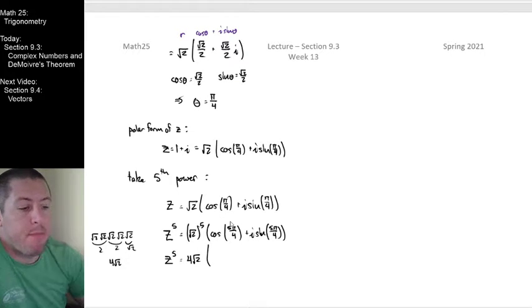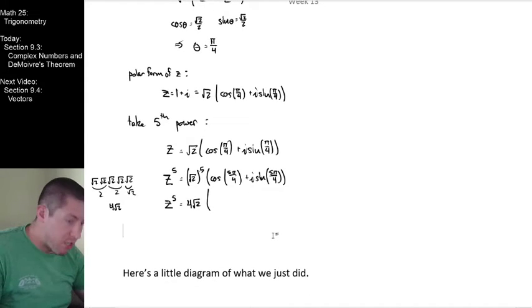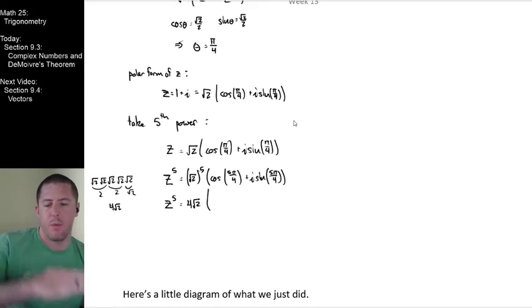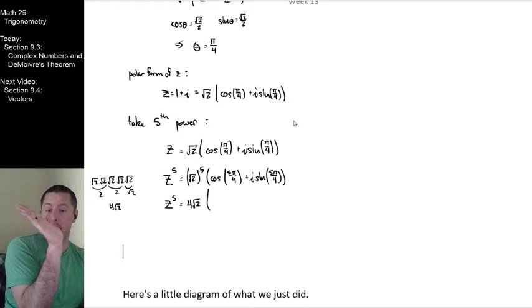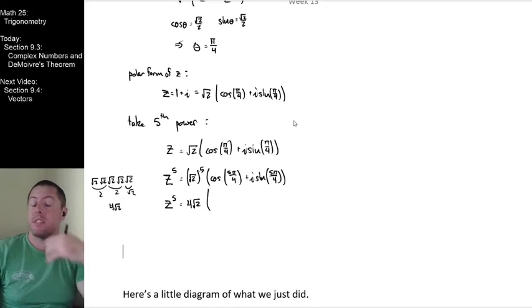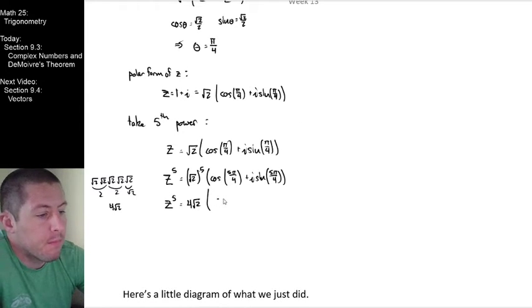Now, cosine of 5 pi fourths, this is one of our pi fourths, so I think I'm getting some version of root 2 over 2. But 5 pi fourths is somewhere else, right? So I'm thinking 1 pi fourth is here, 2 pi fourths, 3 pi fourths, 4 pi fourths, 5 pi fourths. So 5 pi fourths is in the third quadrant, so we're going to get negative root 2 over 2 for both of them.